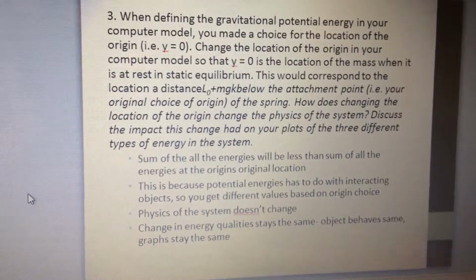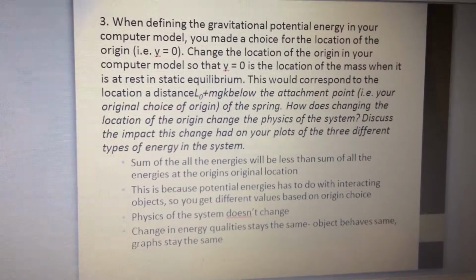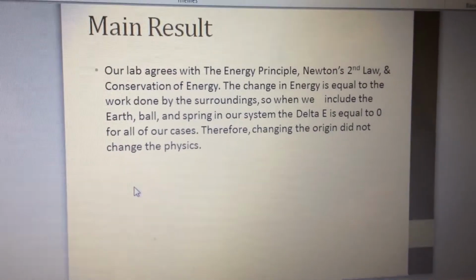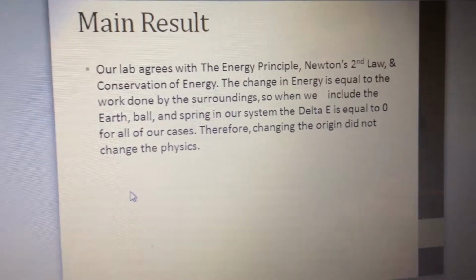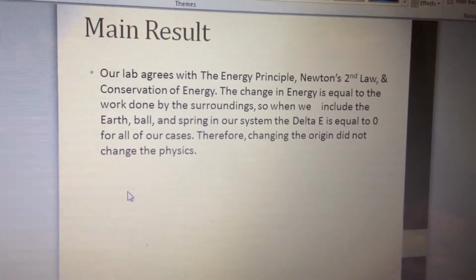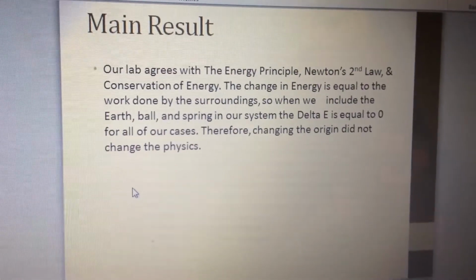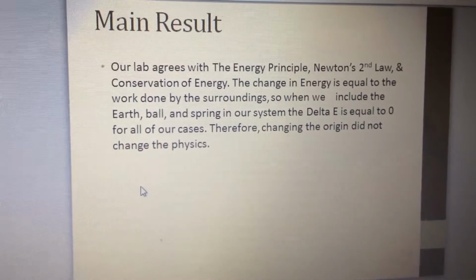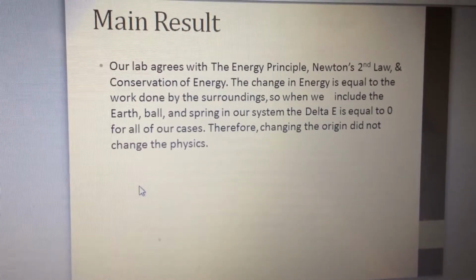Finally, our main result for this lab is that our lab agrees with the energy principle, Newton's second law, and conservation of energy is equal to the work done by the surroundings. And so when we include the Earth, the ball, and the spring in our system, delta E is equal to 0 for all of our test cases. Therefore, changing the origin does not change the physics.